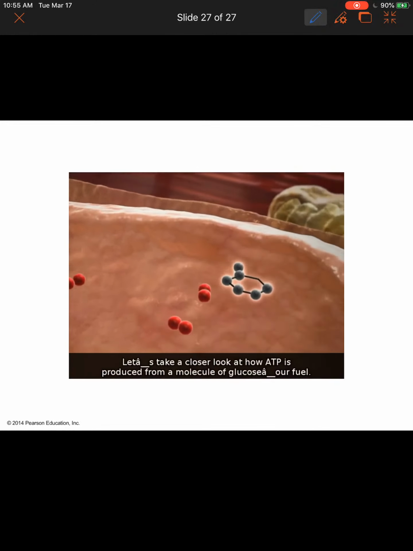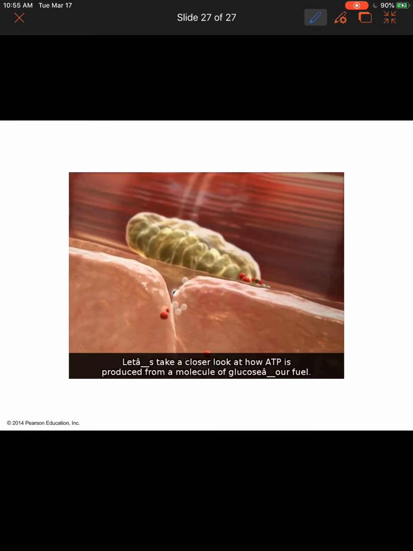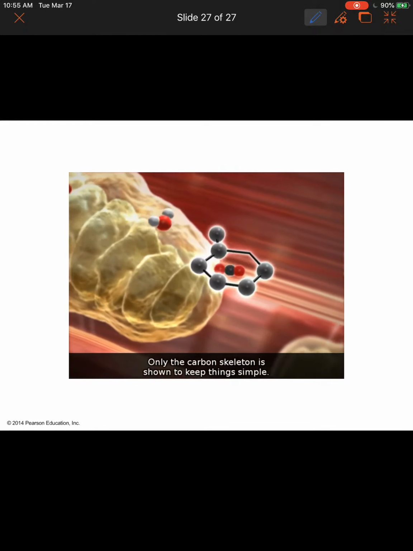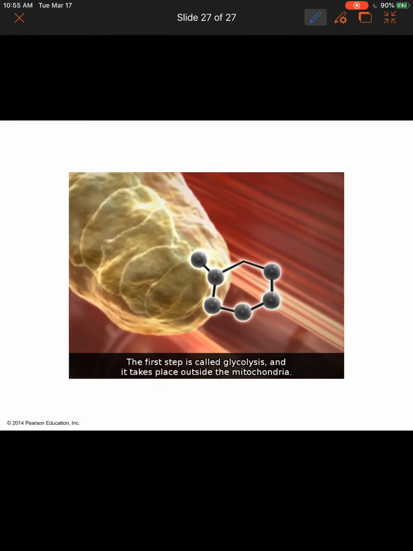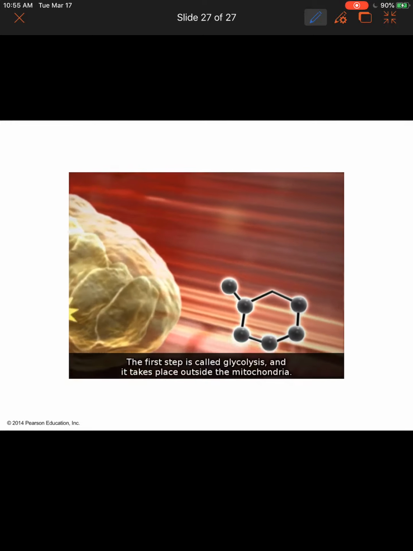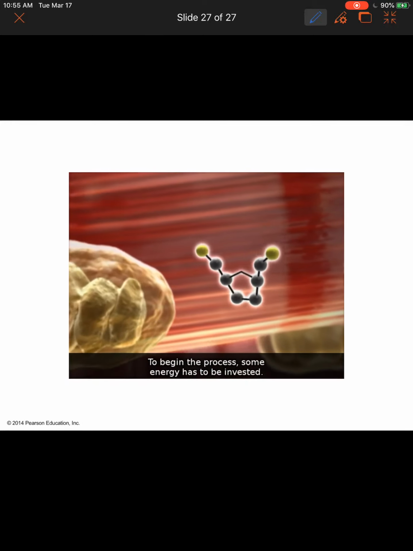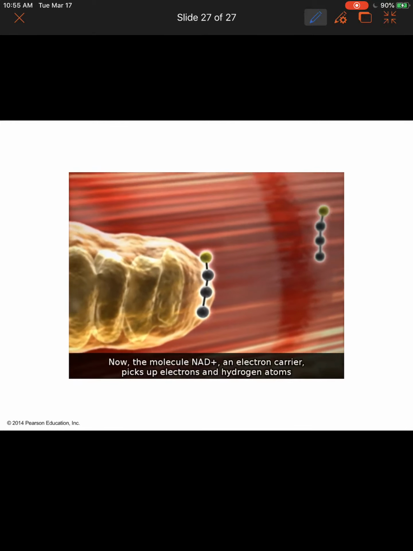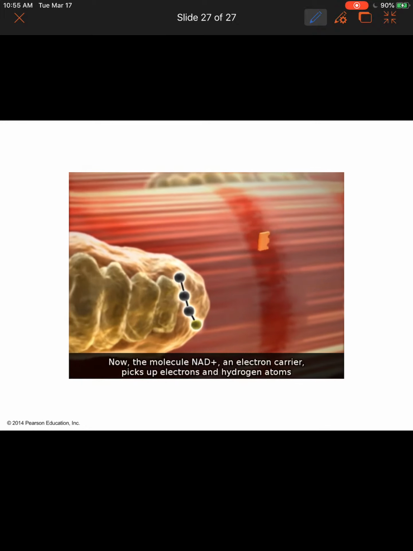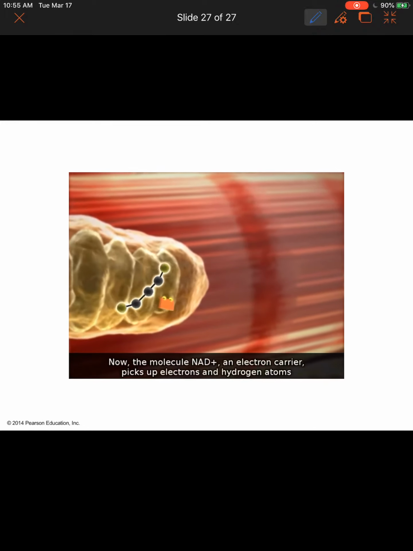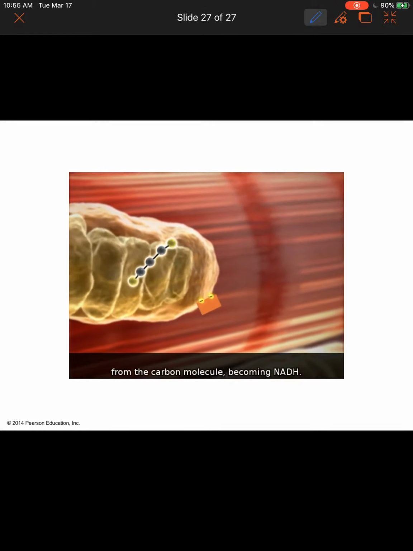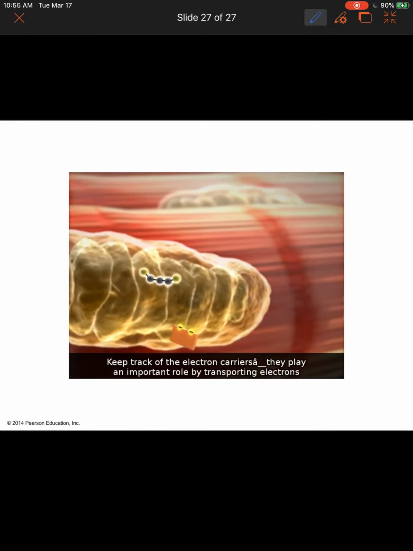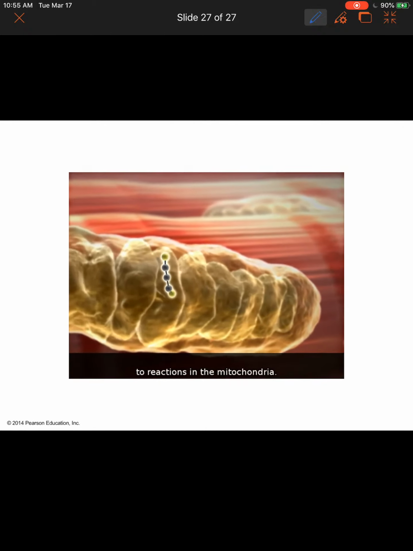Let's take a closer look at how ATP is produced from a molecule of glucose, our fuel. Only the carbon skeleton is shown to keep things simple. The first step is called glycolysis, and it takes place outside the mitochondria. To begin the process, some energy has to be invested. Next, the molecule is split in half. Now, the molecule NAD+, an electron carrier, picks up electrons and hydrogen atoms from the carbon molecule, becoming NADH. Keep track of the electron carriers. They play an important role by transporting electrons to reactions in the mitochondria.